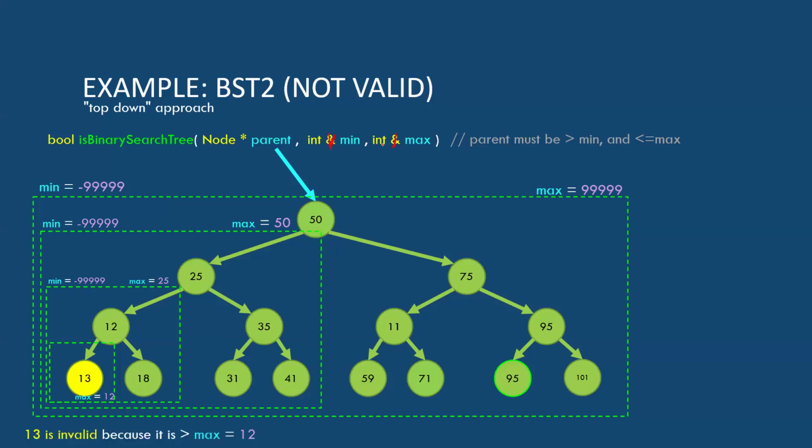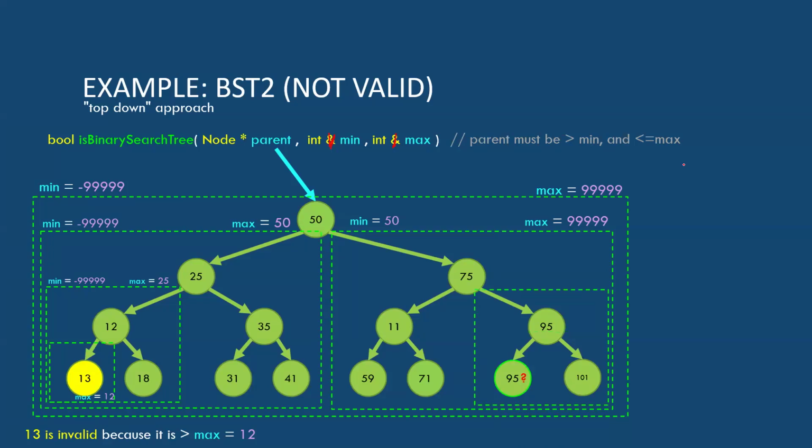Now let's take a look on the right side over here at the 95. We already know the whole tree is invalid, but at first glance, you might not know if this one is valid or not. So this is the one in question. We pass down 50 as the minimum, and it's got to be greater than the minimum. So here's the rule: it must be greater than the minimum and less than or equal to the max, which I know sounds a little backwards at first.